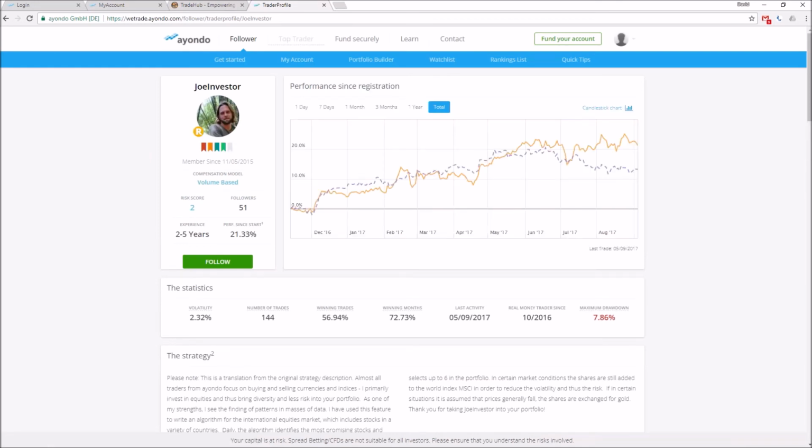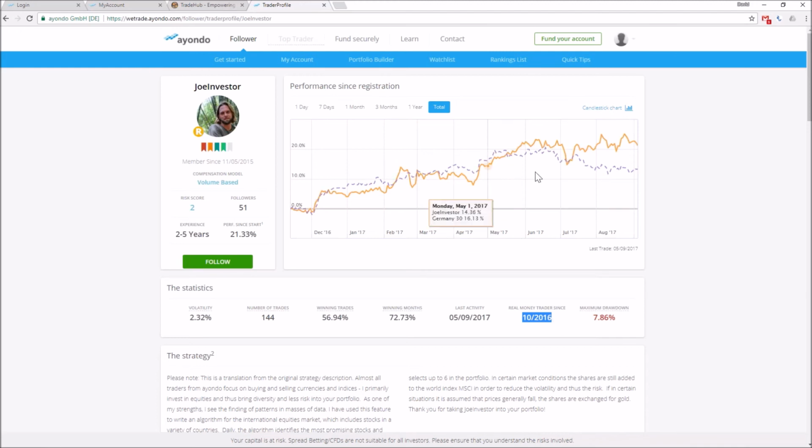But again, there's their chart, the P&L in orange. The purple dashed line is relative to the DAX, the German 30 index. So are they outperforming or underperforming the DAX? 2 to 5 years experience, volatility 2.3%, so a low volatility trader. Winning trades 56%, much more realistic number, I think. Real money trader, just coming up to a year now almost for Joe.